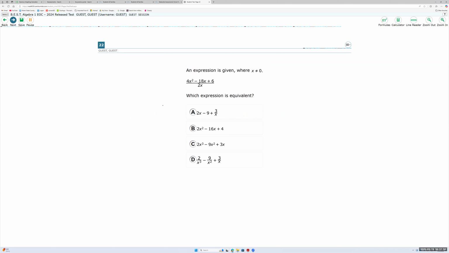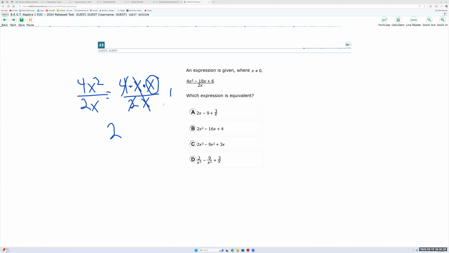Question number 22. Whenever we have a fraction, we're dividing. So in this case, let's divide everything on the top by 2x. So 4x squared, and we're going to divide that by 2x. This in effect is 4 times x times x, divided by 2x. If we divide 4 by 2, we get a 2. And we can cancel 1x. X divided by x is 1, so that cancels into a 1. And so I am left with the x here and the 2 from the division of 4 and 2.